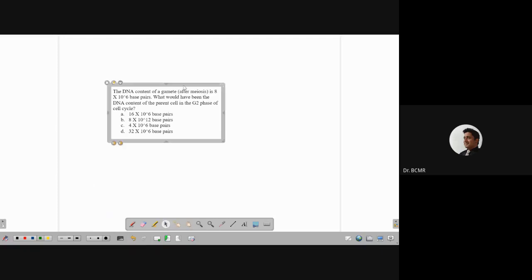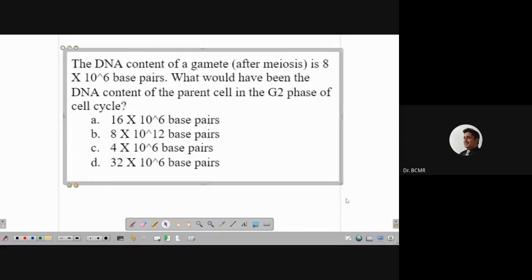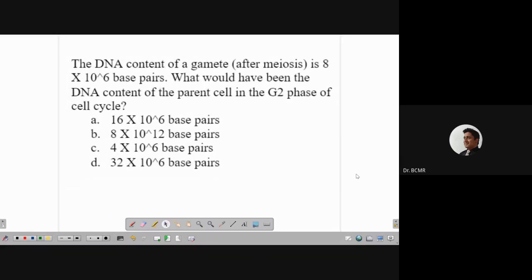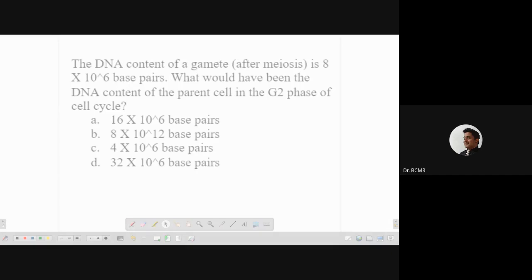The question that we are going to do now is directly relevant to the lesson that we learned in the last class. So I want you to answer this question fast. The DNA content of a gamete after meiosis is 8 into 10 to the power 6 base pairs. What would have been the DNA content of the parent cell in the G2 phase of the cell cycle? I won't answer. I'm waiting for you to answer. Anybody? It's a simple question, actually.